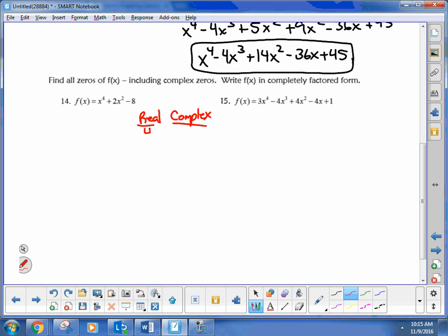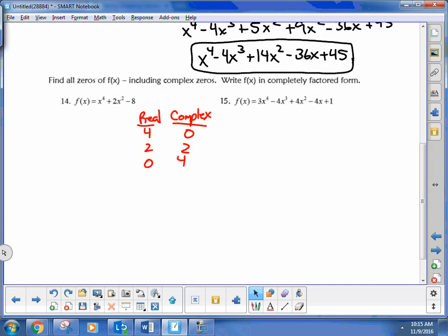And the possibilities is that we might have 4 and 0, 2 and 2, and 0 and 4. Those are the three possibilities we may have. And the only way you really find out is by graphing. So let's go ahead and graph it and see how many solutions we come up with.